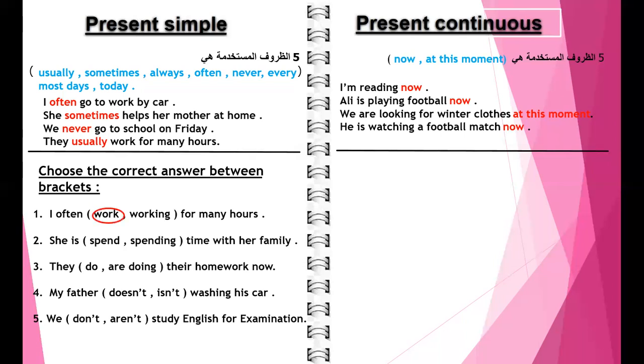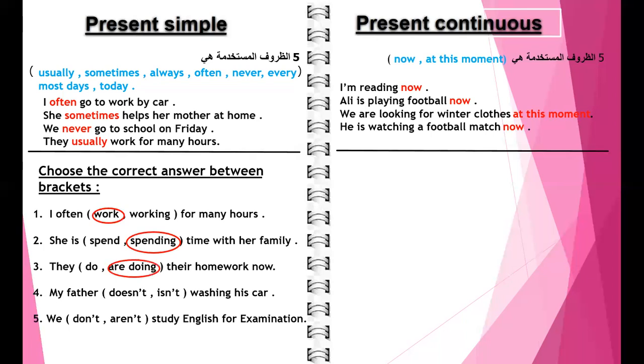Number 2, she is spend or spending time with her family. إذا لاحظ وجود is بما معنى بوجود is am is are معنى الفعل لازم يكون بينه ing. So this is a present continuous. She is spending time with her family. Number 3, they do or they are doing their homework now. بما أنه الجملة بها ظرف now الآن إذا معنى كلامي أنه أنا لازم أستخدم present continuous. إذا they are doing their homework now.